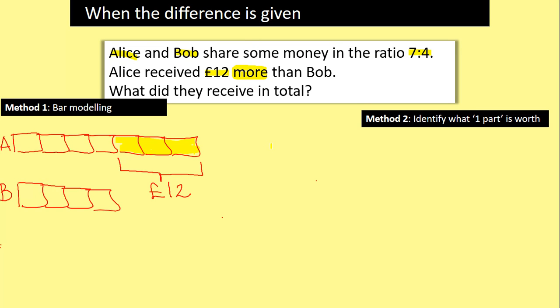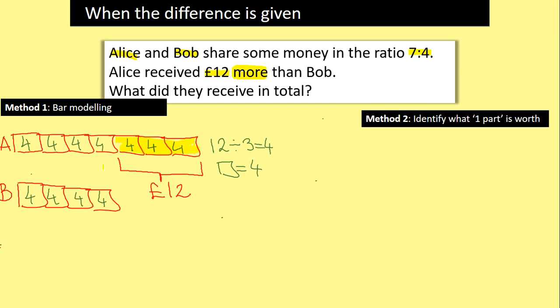So how can we work out the total? Before we work out the total, we need to work out how much Alice received and how much Bob received. If we know these 3 boxes here are £12, to work out the value of 1 box, which is a 1 part ratio, you do 12 divided by 3, which gives you 4. So now we know 1 box value is £4.